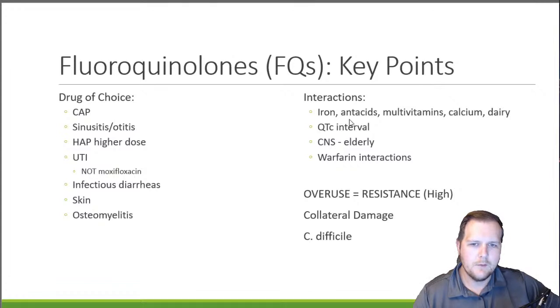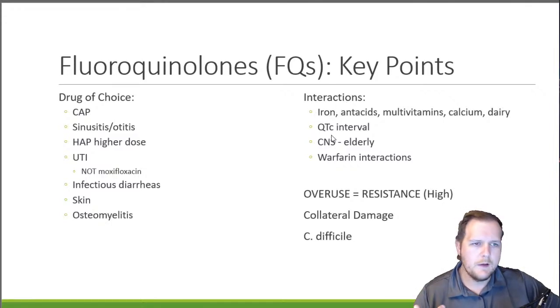So, for instance, it will share some of the issues we've seen with things like the tetracyclines and things like the macrolides. So, for instance, if you were to take a fluoroquinolone with an iron-containing multivitamin, or if you were to drink it with milk or something like that, it will then chelate with those ions. So, iron, antacids that contain calcium, things like that will prevent the fluoroquinolone from being absorbed, and thus your drug's not going to work, right?